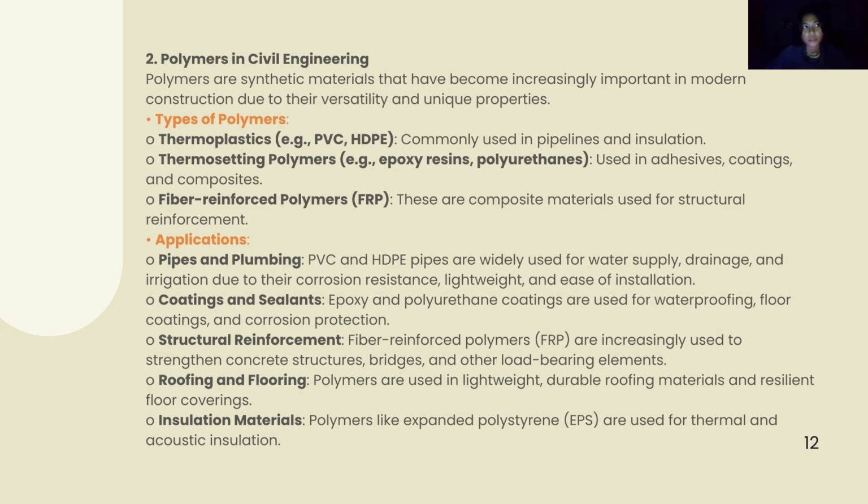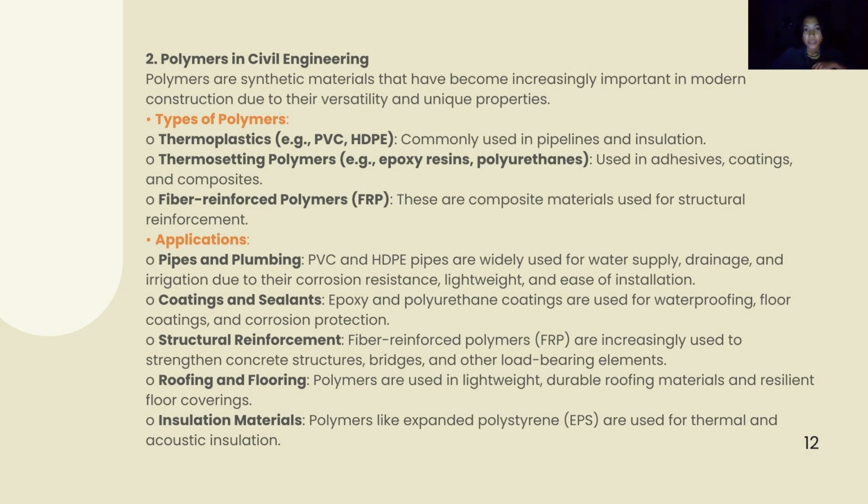If we want to know polymers in civil engineering, of course we have to know the types of polymers and the application of polymers. The first one we're gonna talk about is types of polymers. I give you three types of polymers. Number one is thermoplastics. The example like PVC, HDPE, which is commonly used in pipelines and insulation. Number two is thermosetting polymers. Example like epoxy resins and polyurethanes. They use in adhesives, coatings, and composites.